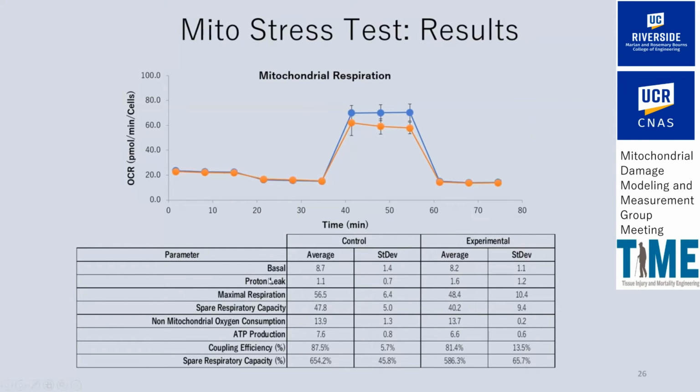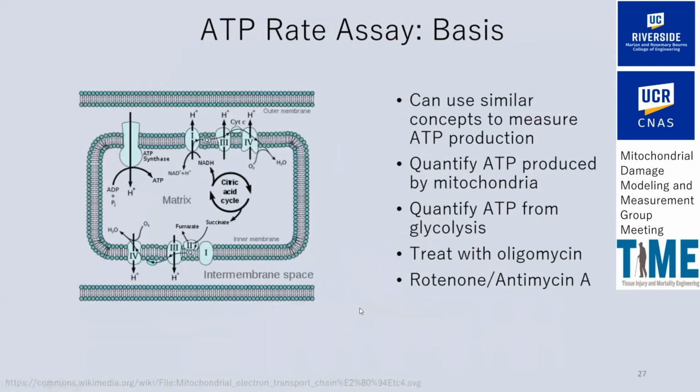And I want to reiterate, this data here is ATP production. This isn't the amount of ATP produced. This is the amount of picomoles of oxygen per minute that the cells are using to produce ATP. But let's say you want to know the actual levels of ATP produced specifically in the cells. For that, there's another assay called the ATP rate assay.